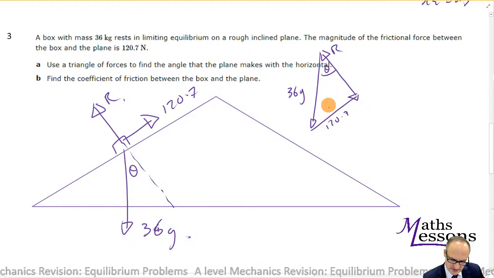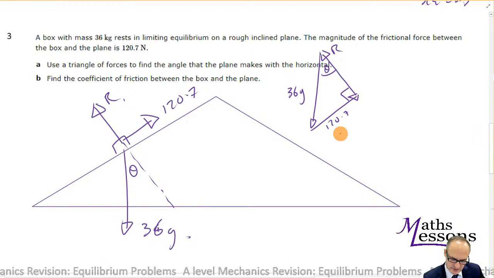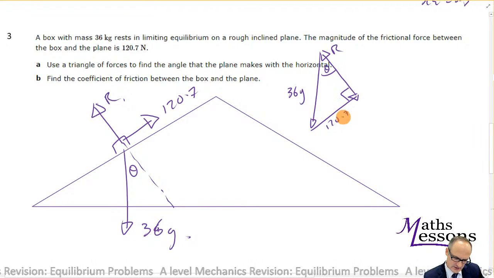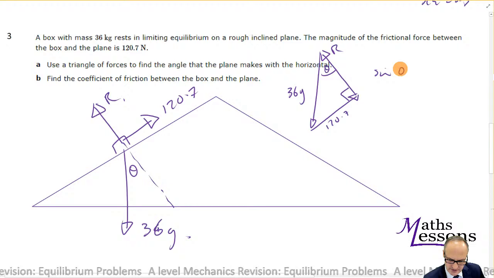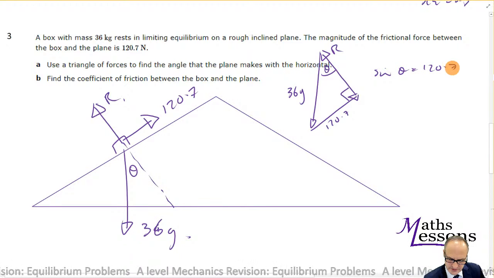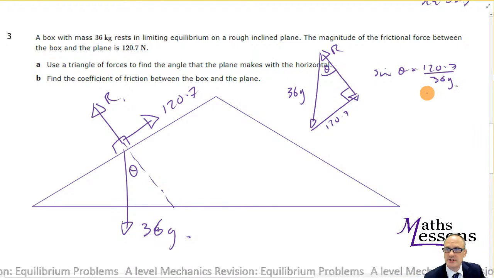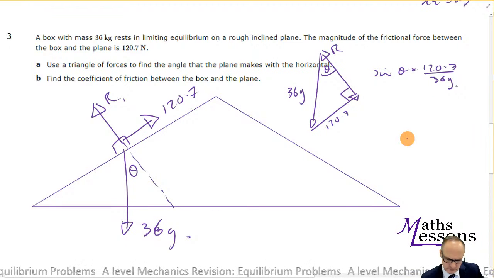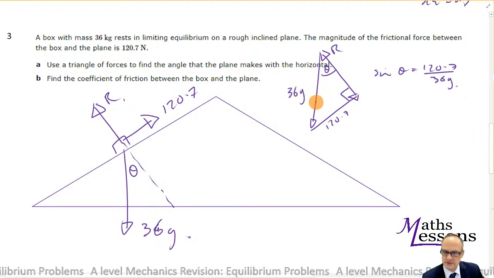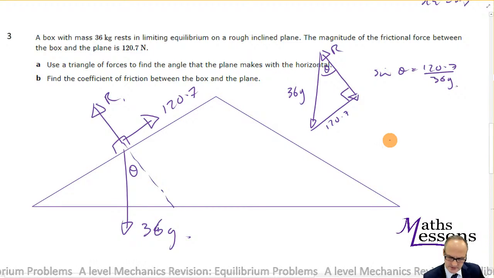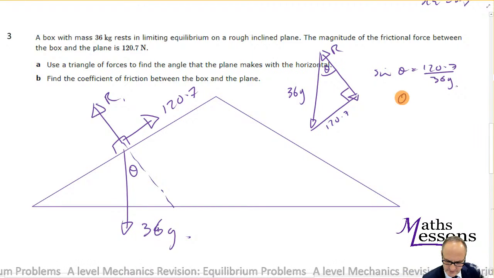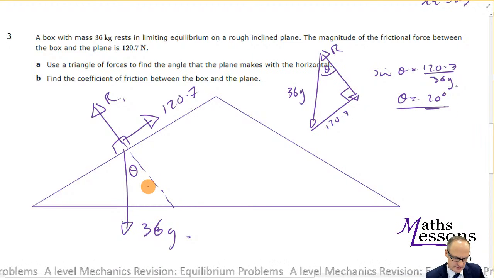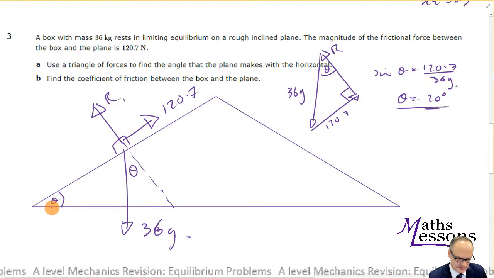So what we can see is that we know that's a right angle, so we can use a bit of trigonometry, opposite over hypotenuse. I've got sine of theta equal to 120.7 over 36g. If I work that out, I'll get theta to be equal to 20 degrees. And so my angle here is equal to 20 degrees. So therefore my angle here is equal to 20 degrees.